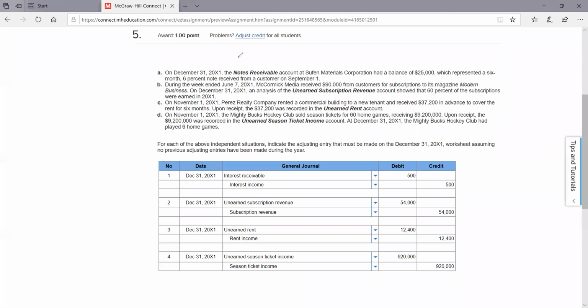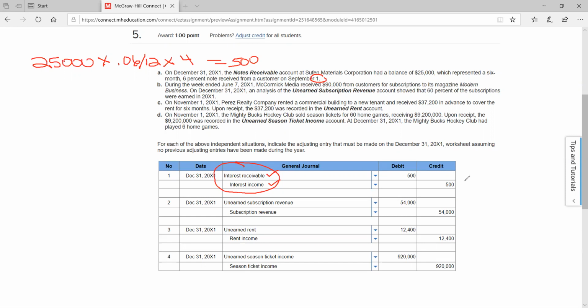So on the first one, it looks like the balance is 25,000. So that's our principal. And it's 6 months, it's 6%. So interest rate's 0.06 over 12. And then this happened on September 1st, notice. So September, October, November, December is 4 months. So multiply that by 4, and that will give you $500. That's going to be the interest. Now, in this case, it's interest earned. It's not interest owed. So look at the different account names. It's going to be interest receivable, and of course, interest income or interest revenue, whatever, debit, credit.